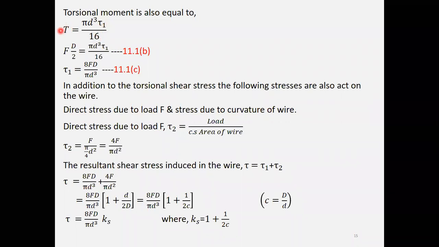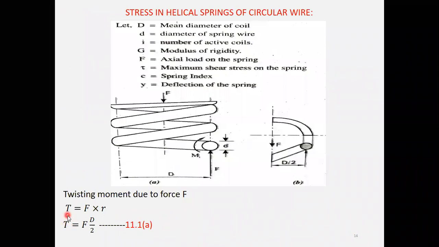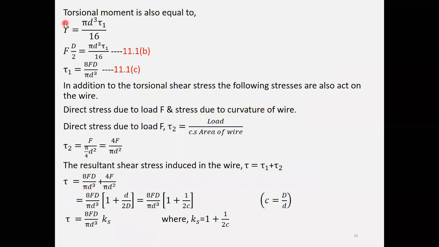Now you know that from the previous equation, torque T is equal to F into d by 2. Substitute T equals F d by 2 in this equation. This equation is also given in the data handbook; it is equation 11.1b. Now I need to find the torsional shear stress induced in the member because of the force applied.